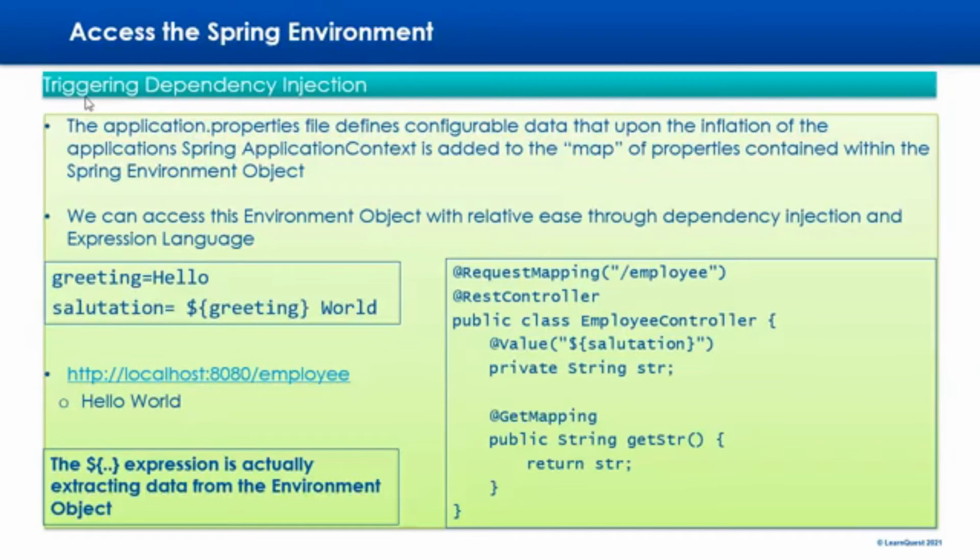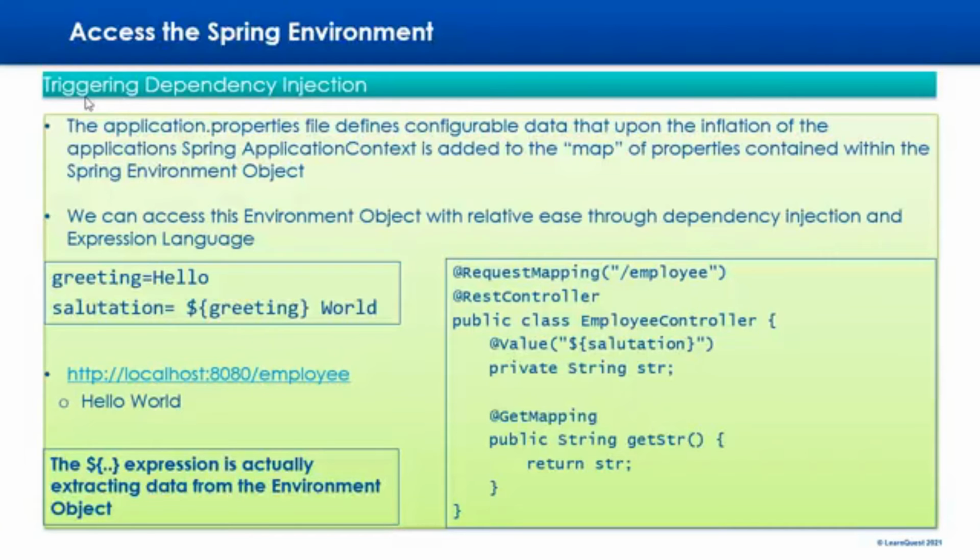We're actually going against the Spring Environment object. This properties file is being parsed and read into the Spring Environment object, which is like a glorified map. And we're actually going to the Spring Environment object and saying, is there a property called salutation? Is there a property called greeting?